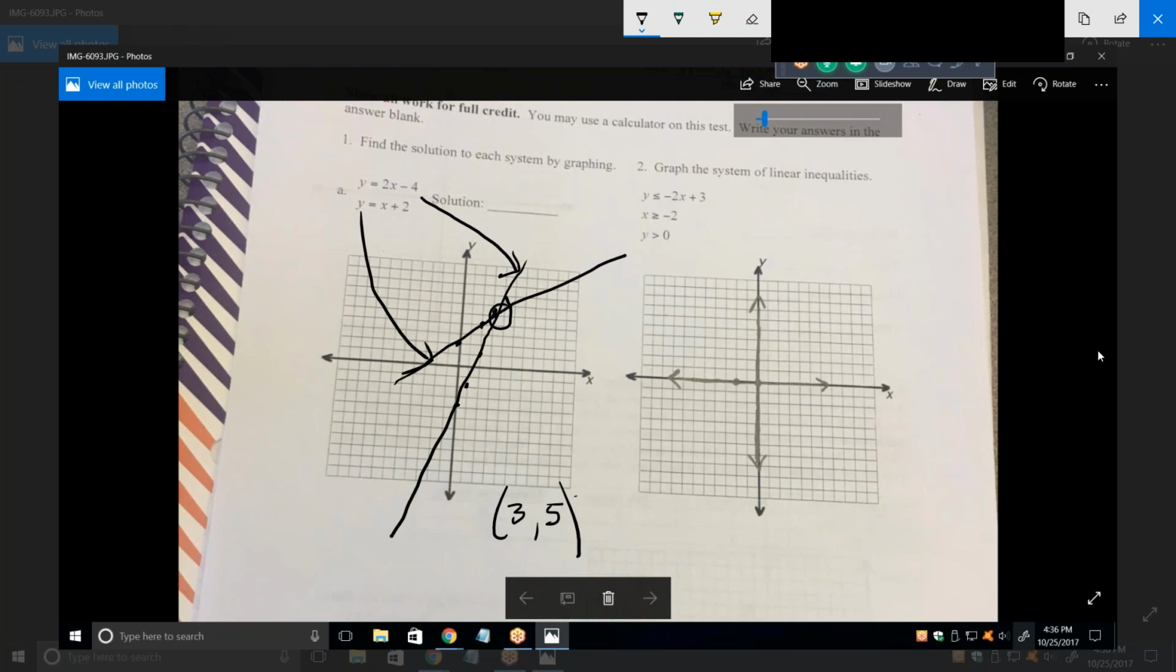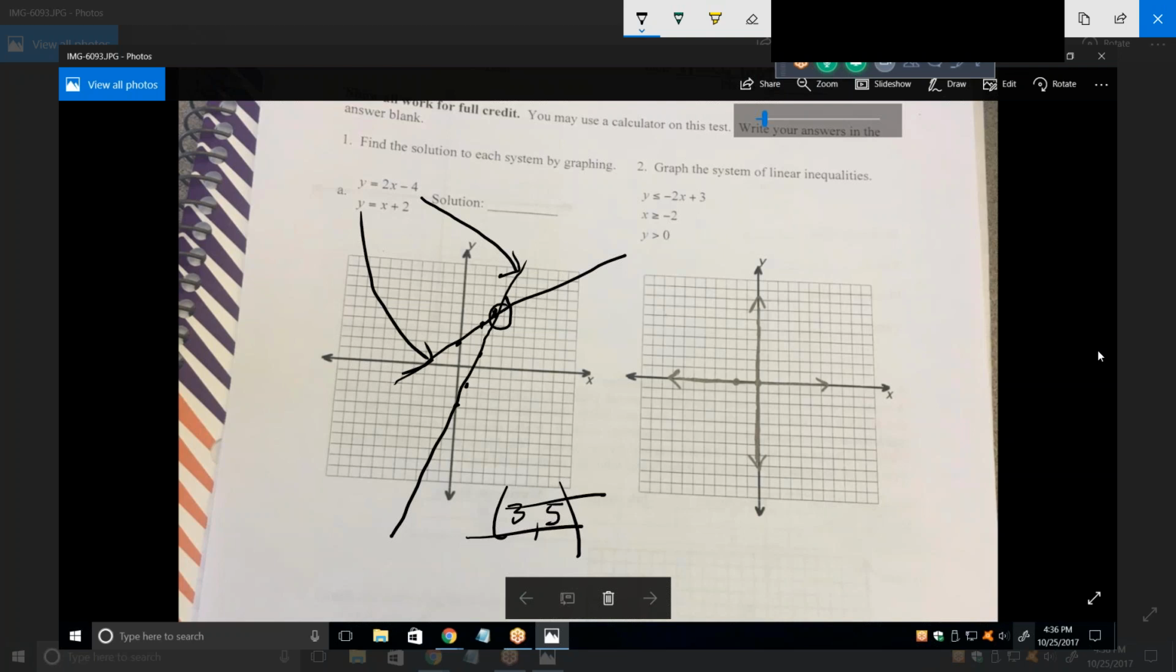It doesn't. All right. It was a good try, but notice that if I plug in 3 for x, I get 6 minus 4. That's not equal to 5. What's going on here? Are we sure we did it properly? Why are we getting a solution that's so bad?